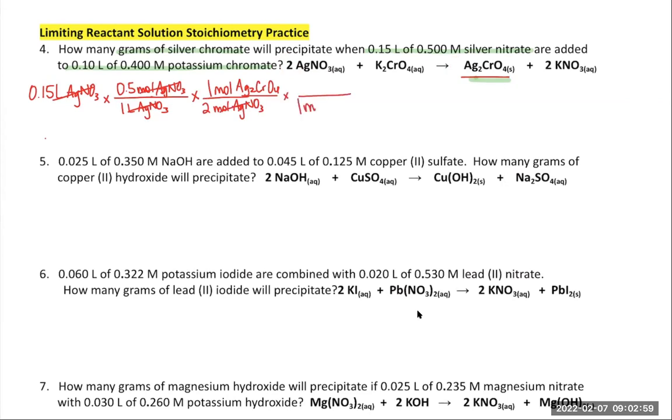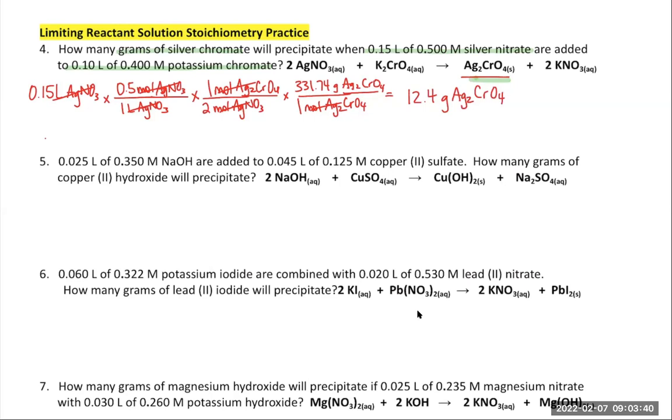Now I'm in moles of silver chromate. I want to go to grams, and I know that 1 mole of silver chromate weighs its molar mass. So I have to look in the periodic table, 2 silvers, 1 chromium, 4 oxygens. I'm getting 331.74 grams. I multiply everything in the numerator, divide by everything in the denominator, and I get 12.4 grams of silver chromate. So that's how much can be produced from my starting amount of silver nitrate.